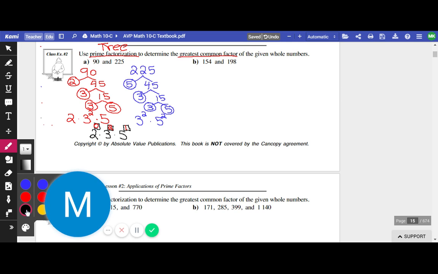If you multiply these things together, so you put 2 to the power of 0 times 3 to the power of 2 times 5 to the power of 1 in your calculator, that will give you your greatest common factor between your 2 numbers, 90 and 225. When you actually calculate that, you should get 45. So 45 is the greatest common factor between those 2 numbers.